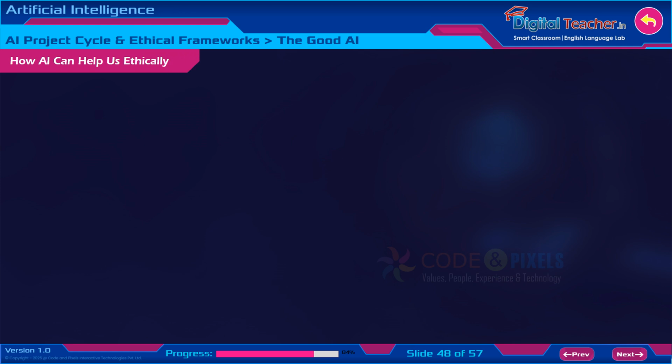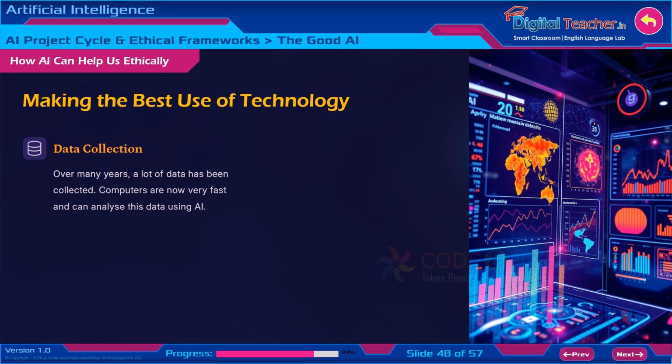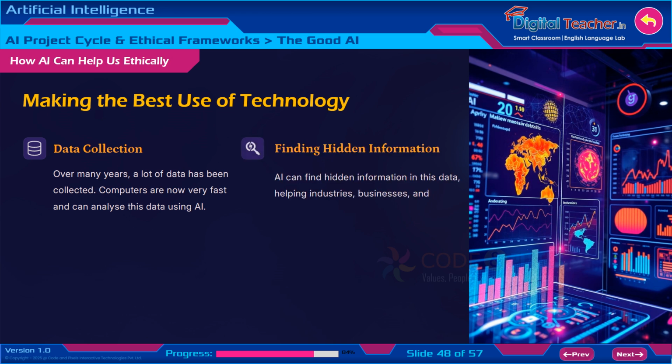How artificial intelligence can help us ethically. Making the best use of technology. Over many years, a lot of data has been collected. Computers are now very fast and can analyze this data using artificial intelligence. Artificial intelligence can find hidden information in this data, helping industries, businesses, and governments make better decisions.